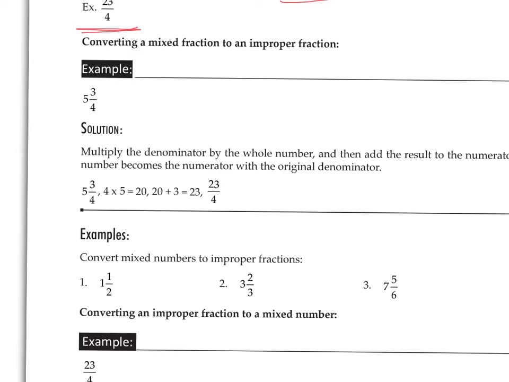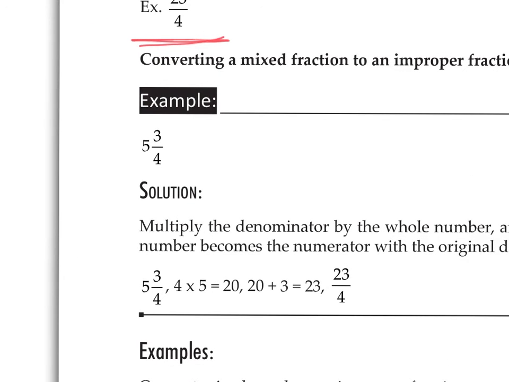The process for converting a mixed number to an improper fraction is first to multiply the denominator times the whole number and then add the numerator. So 4 times 5 is 20, 20 plus 3 is 23, and that's your new numerator. The denominator always stays the same, so this becomes 23/4.